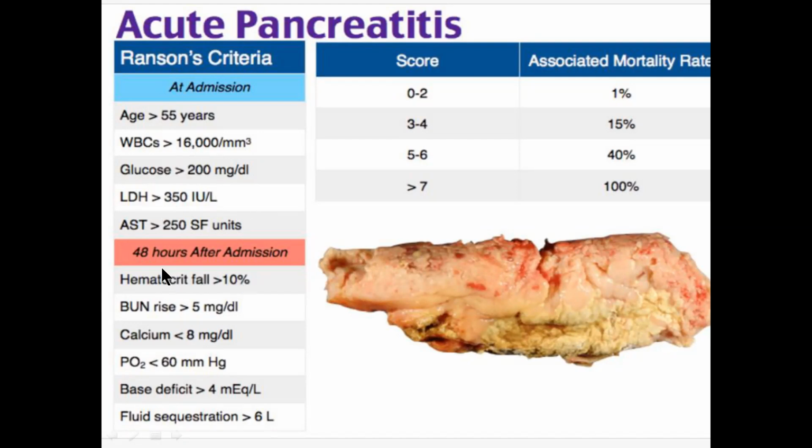And after 48 hours of admission, some other factors are seen like hematocrit fall, BUN rise, calcium, PO2, base deficit, and fluid sequestration. By this, we derive the score 0 to more than 7, and by which we can assess the mortality rate in case of pancreatitis.